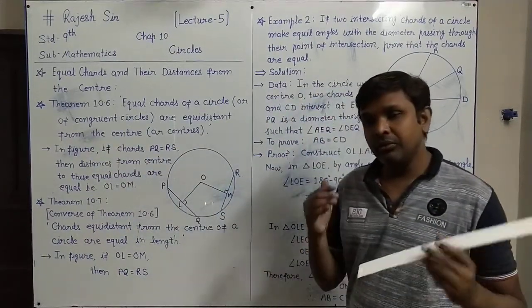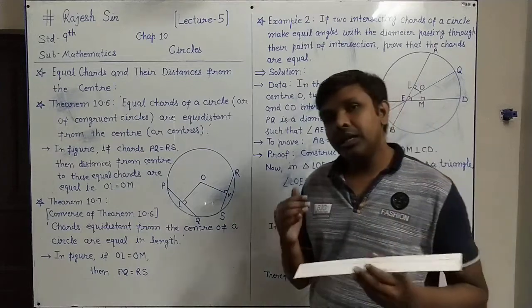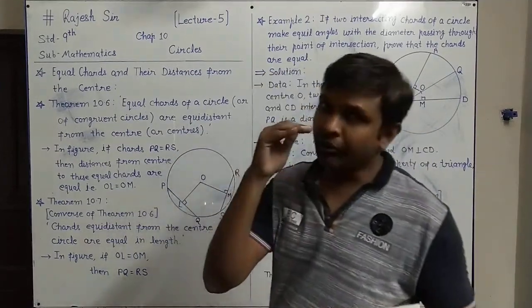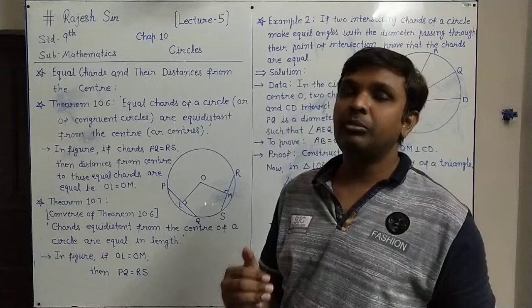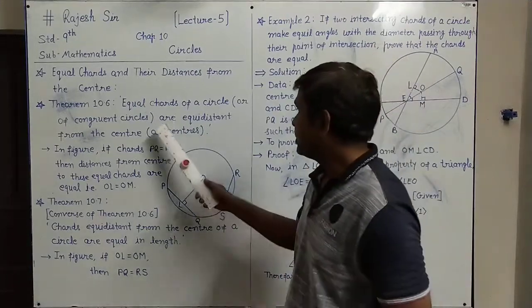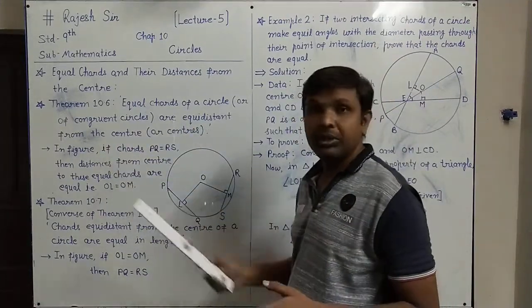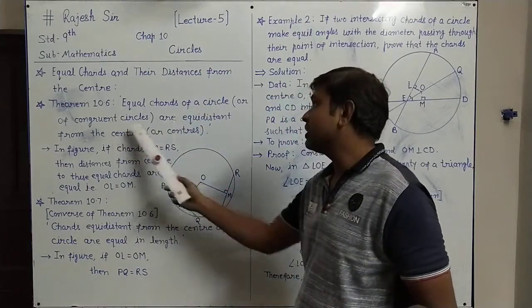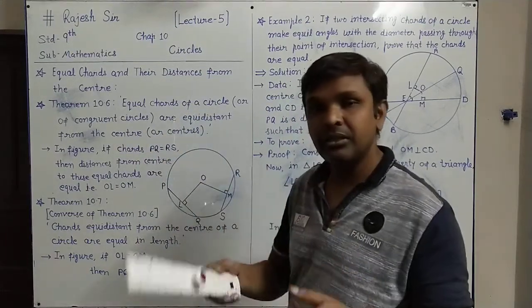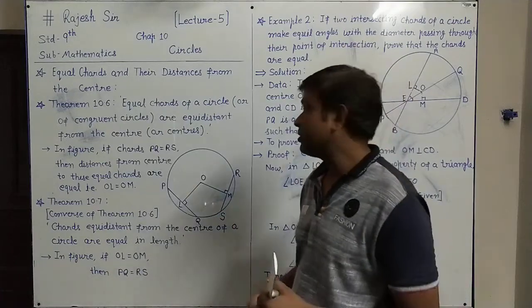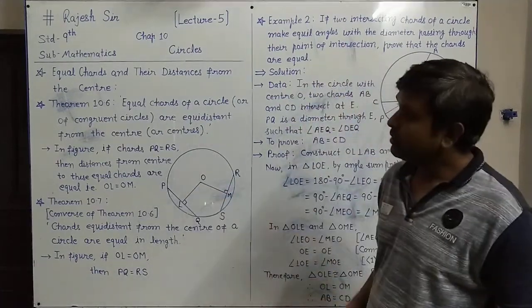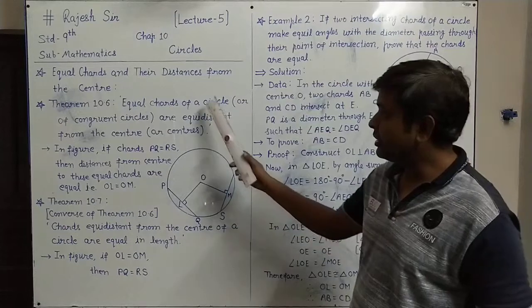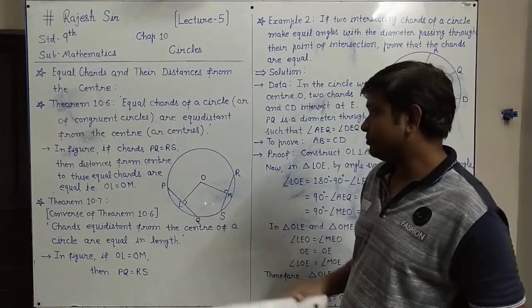That means if the chords are equal, they will be at equal distance from the center. So that is here, equidistant from the center. If one circle is there, from the center; if congruent circles are there, from their centers, they will be at equal distances. This is the theorem. We will understand this theorem by drawing this figure.